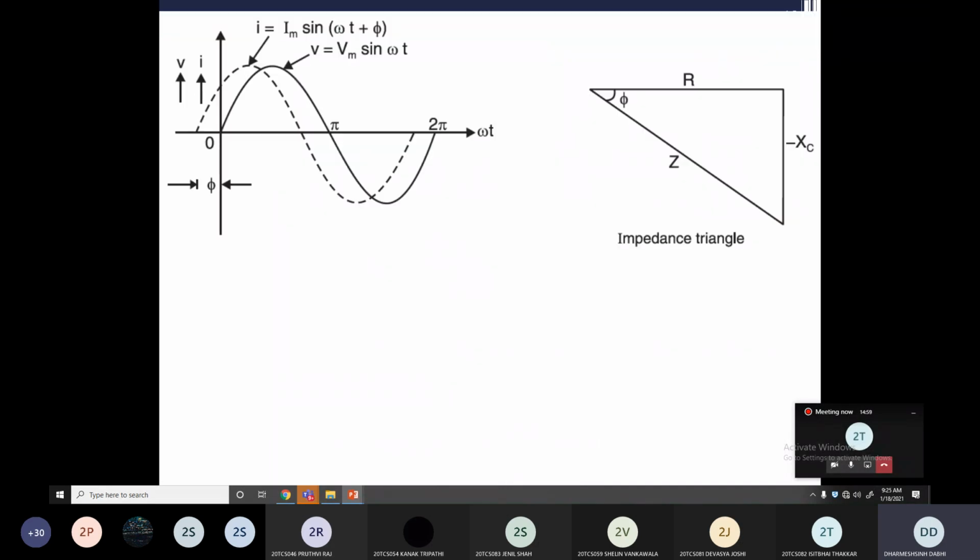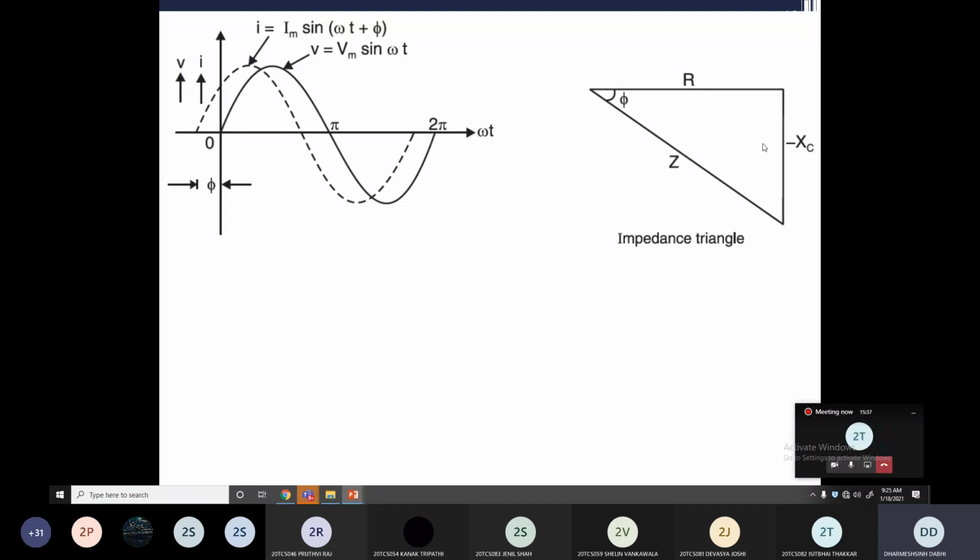Now we draw the waveform of voltage and current. If I draw the waveform of voltage V is equal to Vm sin omega t, we start from omega t equal to 0. You can see that the current I starts at angle phi in advance with respect to this voltage. So the current I starts before, by angle phi, compared to the waveform of the voltage V is equal to Vm sin omega t. It suggests that current leads the voltage by angle phi.